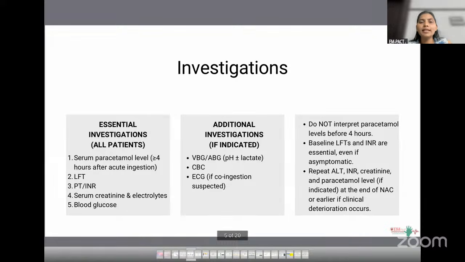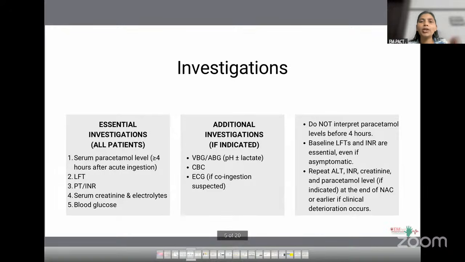However, we'll send this investigation only 4 hours after the ingestion of the paracetamol poisoning. Why? Because if you check the serum paracetamol level before 4 hours, you may get a false value, because the absorption will be incomplete before 4 hours post ingestion. That false information can mislead you in your management. That's why a 4-hour post-ingestion paracetamol level is recommended.